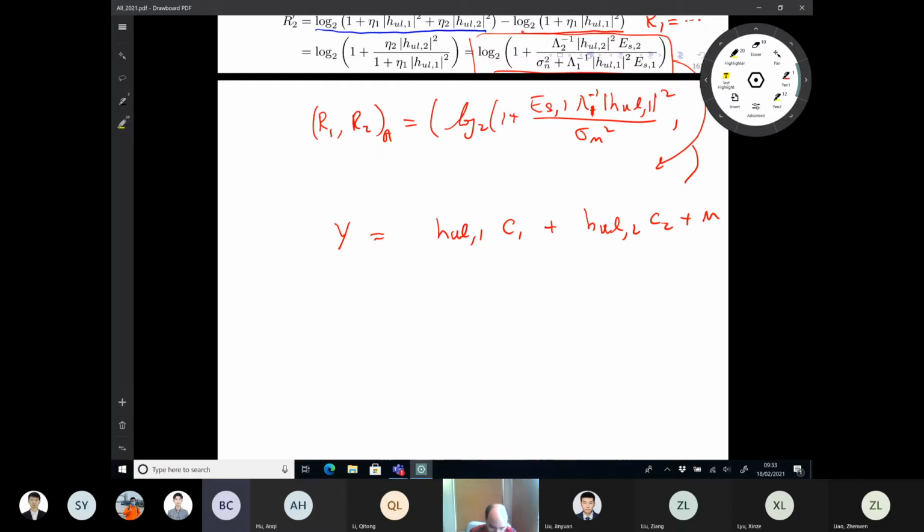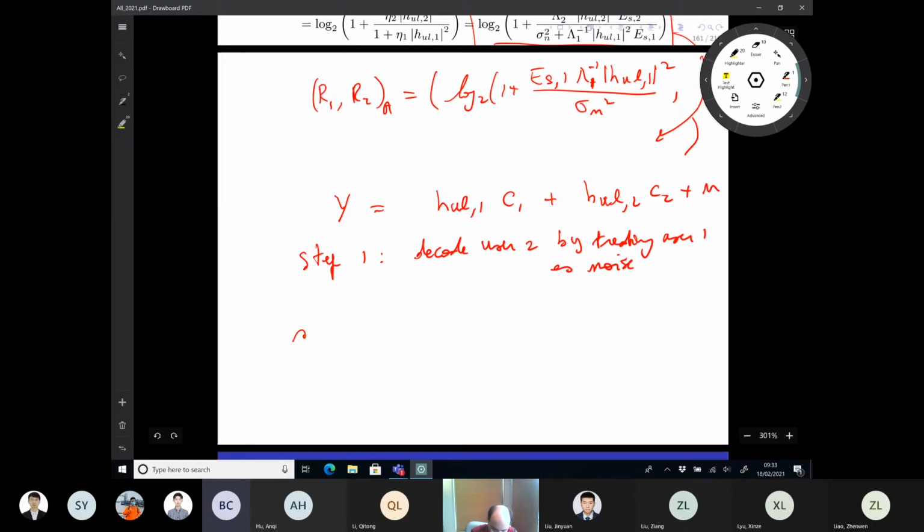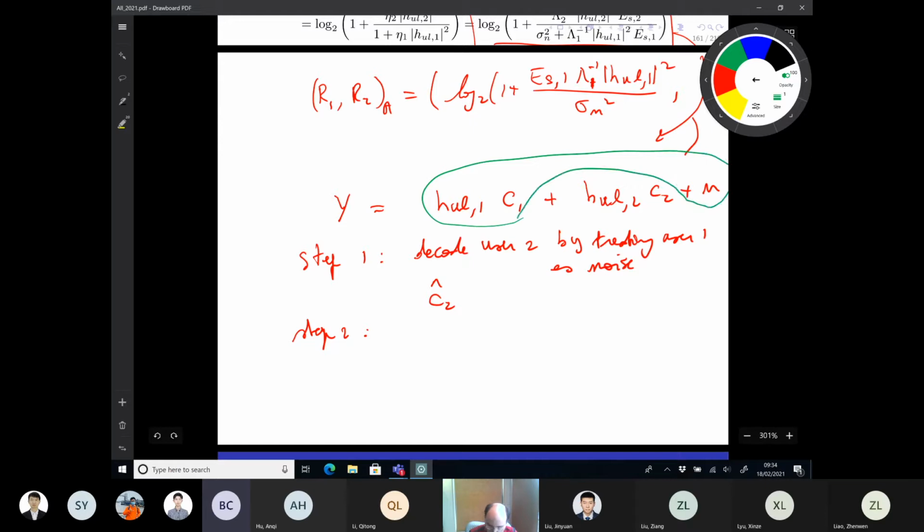Right? So what I do at the receiver: step 1, I decode user 2 by treating user 1 as noise. So I will have an estimate of C2 that I will call C2 hat. I decode C2 by treating C1 as noise. So this whole thing here, I ignore C1. This whole thing is just a big noise, right? That will appear in the signal to noise ratio, the interference plus noise power. So I get C2.